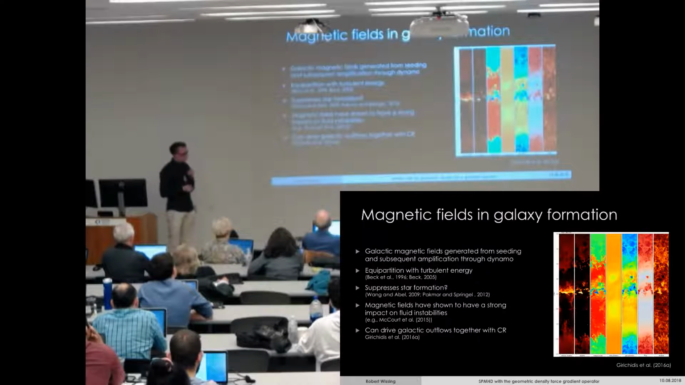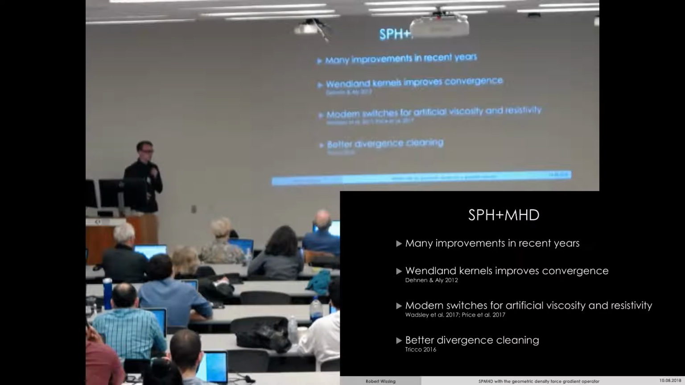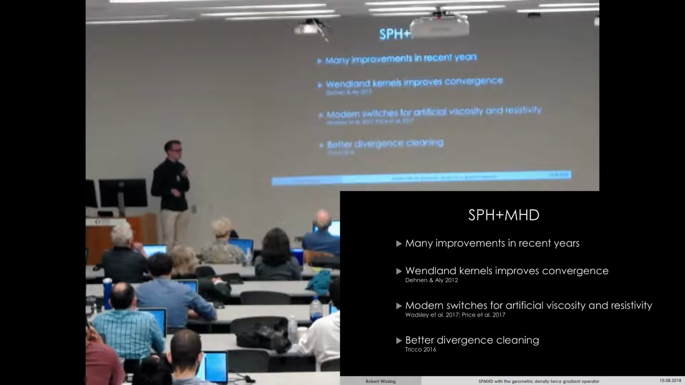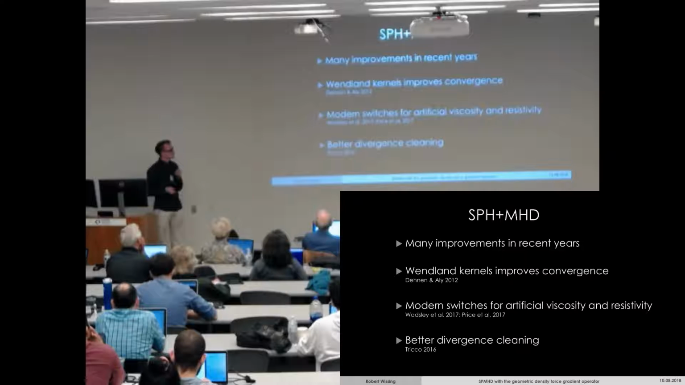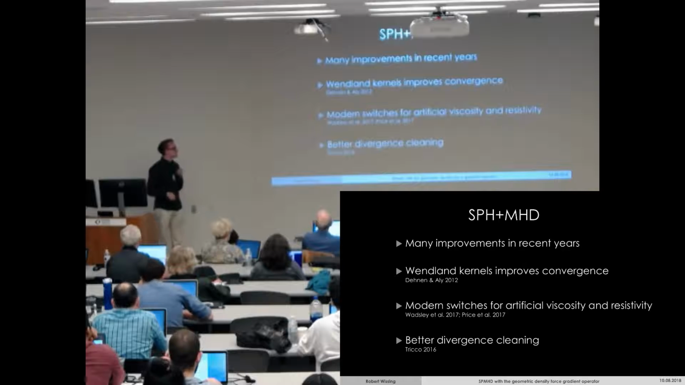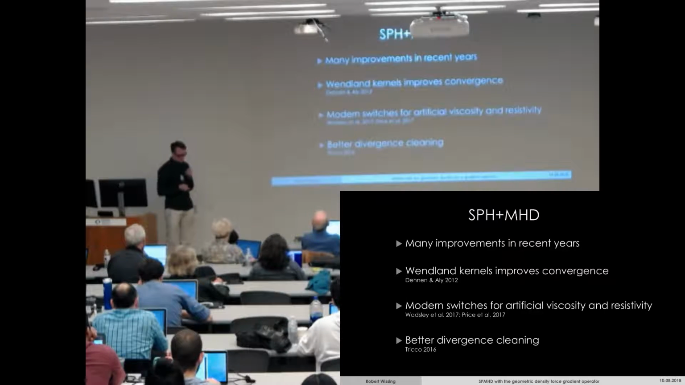MHD. The method that I used in MHD is SPH+MHD, which is smoothed particle hydrodynamics, smoothed particle magnetohydrodynamics. In this method, there have been many improvements in recent years. First of all, there has been the introduction of new kernels, which allows us to increase the number of neighbors, which reduces the noise and improves the convergence of the method. Another big thing is the modern switches that have been introduced, which reduce the dissipation away from shocks. There has also been a lot of work done on the divergence cleaning of the magnetic field, as we always have some numerical divergence created in our simulations.